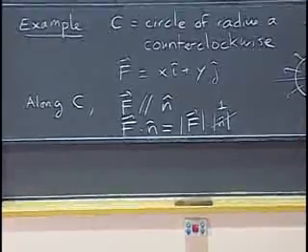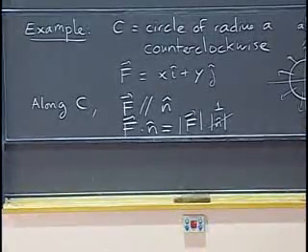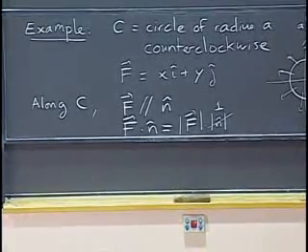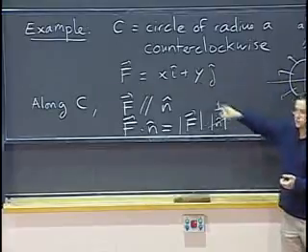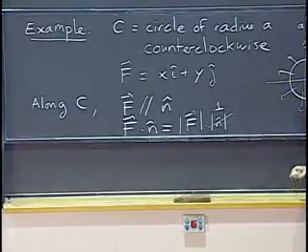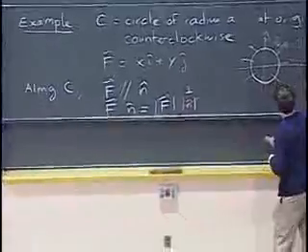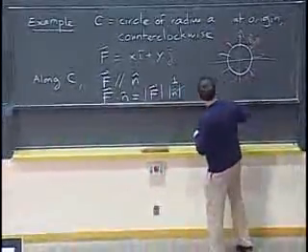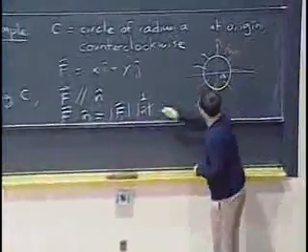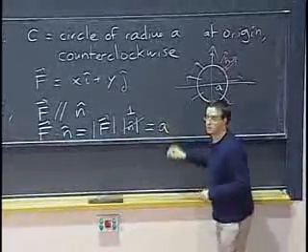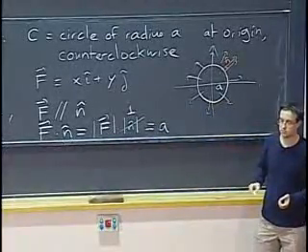Now, what's the magnitude of this vector field if I'm at a point x, y? Well, it's the square root of x squared plus y squared. That's the same as the distance from the origin. Okay, so if this radius is a, then the magnitude of F will just be a. Right?